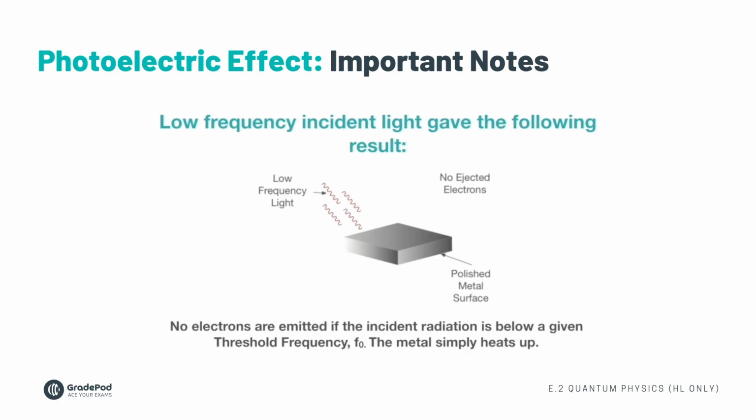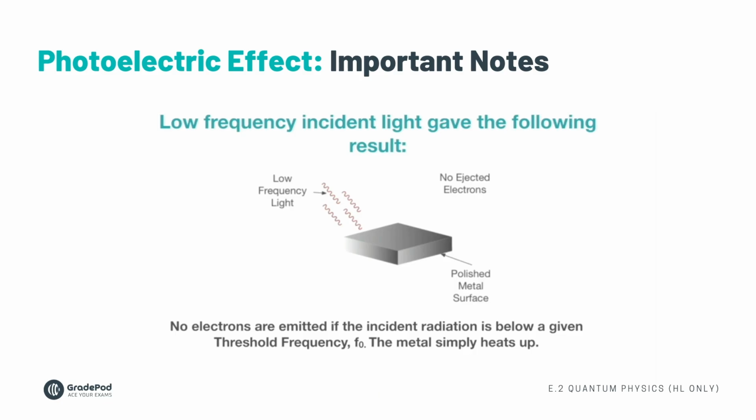Another thing that was found when we experimented with this idea of the photoelectric effect is that when you use low-frequency light, so perhaps red light, infrared, microwaves, radio waves, and so on, no electrons are emitted if the incident radiation is below a given threshold frequency. The metal simply heats up. So if you're using a low-frequency light, no electrons come out and the metal heats up.